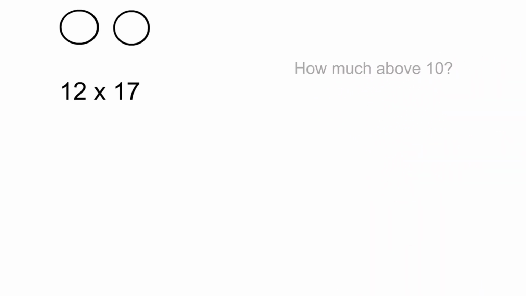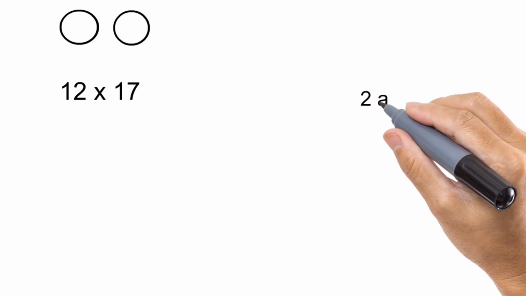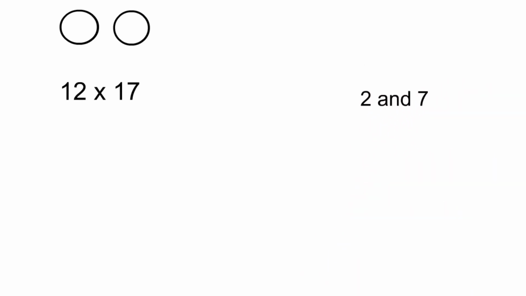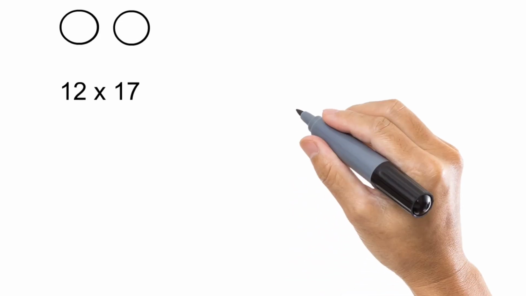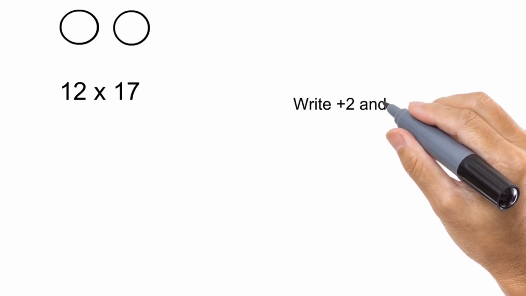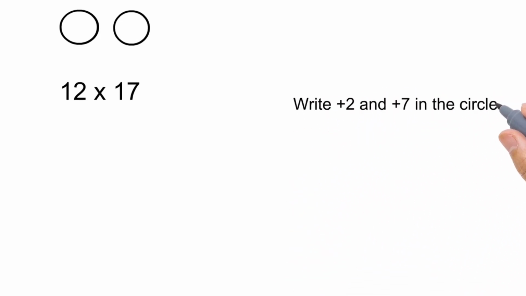12 is more than 10 by 2 and 17 is more than 10 by 7. So, we have to write plus 2 and plus 7 in the circles.